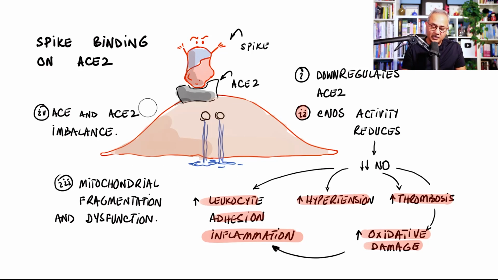What does that mean? If I see here, ACE2 downregulation will mean we have more ACE enzymes on the cell and we have fewer ACE2 enzymes. And we have had these discussions before that the ACE enzyme is part of the renin-angiotensin system, and those molecules, when they bind with the ACE enzyme, produce angiotensin 2, which is a potent vasoconstrictor and pro-inflammatory molecule.